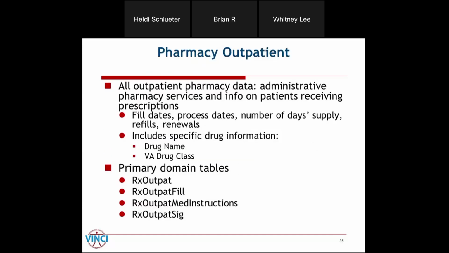The pharmacy outpatient domain includes all the outpatient pharmacy data, including administrative pharmacy services and info on the patients receiving prescriptions. So you will find things here like the fill date, the process date, the number of days supply, whether there were refills and renewals, etc. It includes specific drug information like the name of the drug or the VA drug class, and it uses these primary tables.